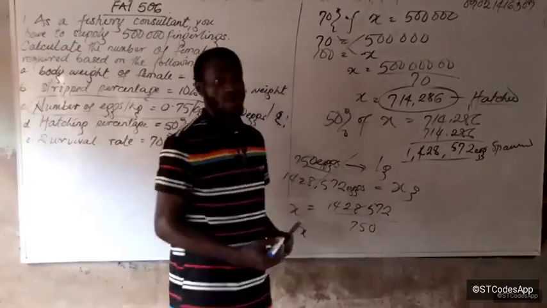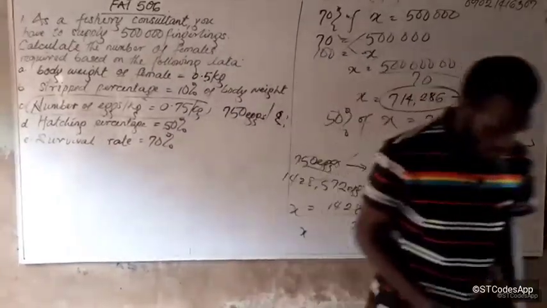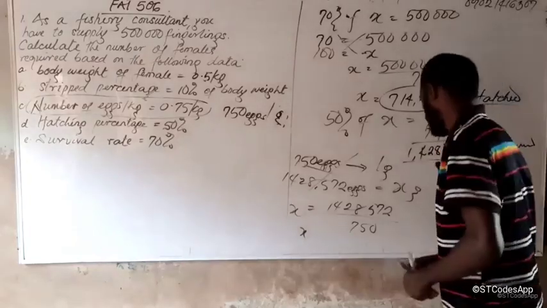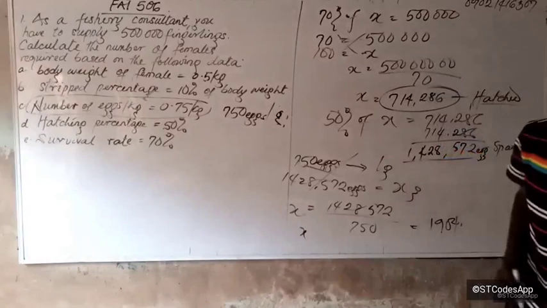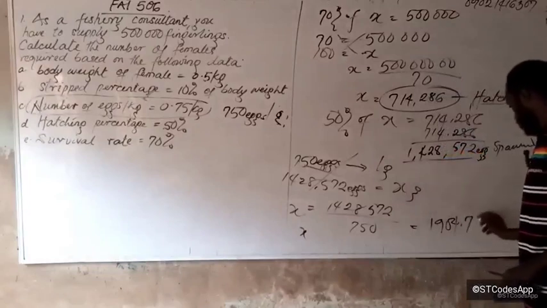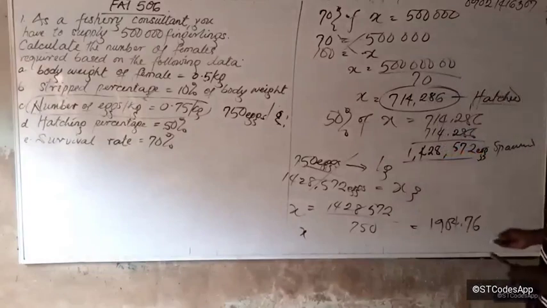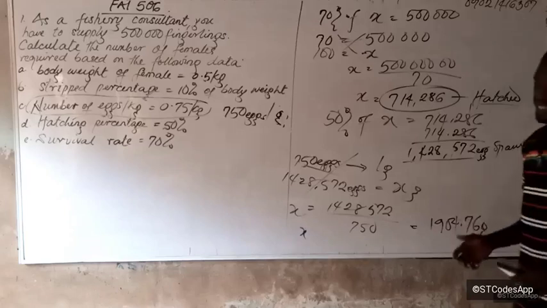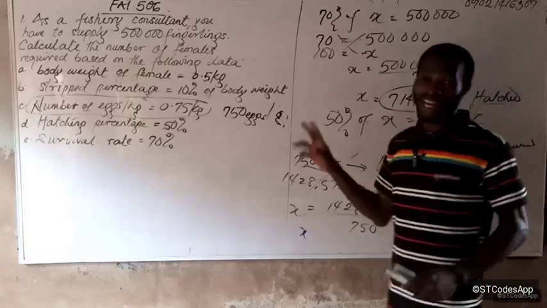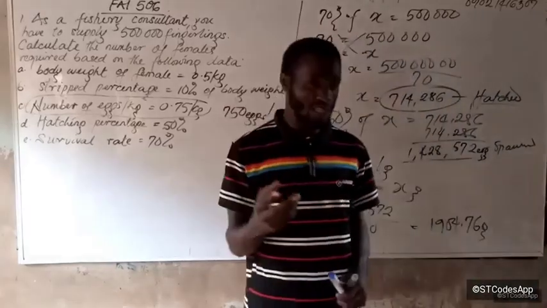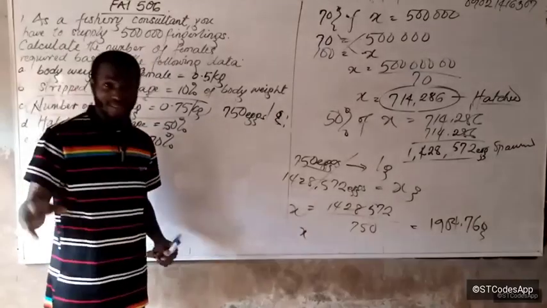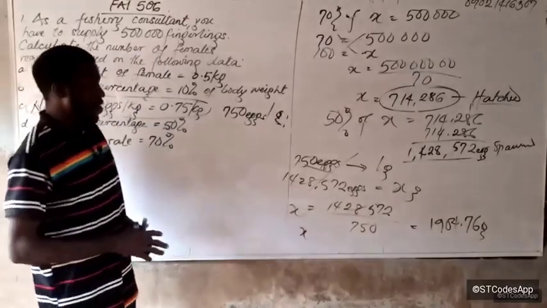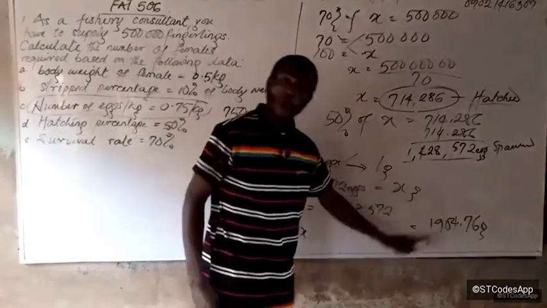So x will be equal to, by the time you solve this, you're going to have 1904.76. Since this is weight, you can approximate this to 2 dp. And mind you, even for the one that I approximated to an absolute value, make sure you approximate to 2 dps. It's better. All right, so this is the weight of these eggs.